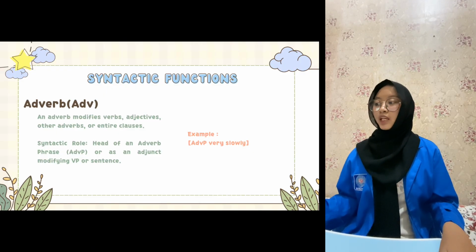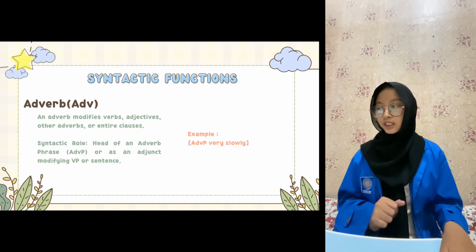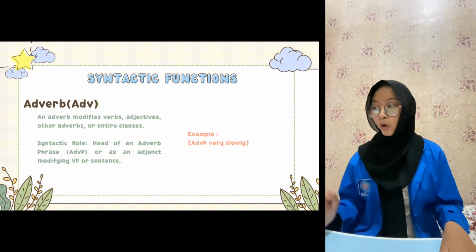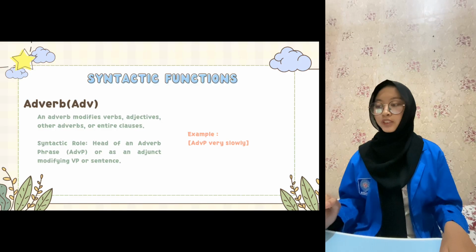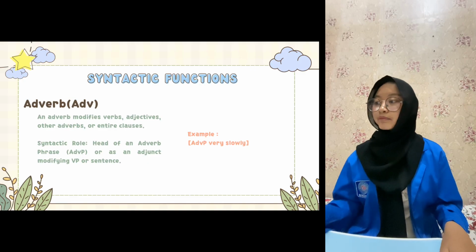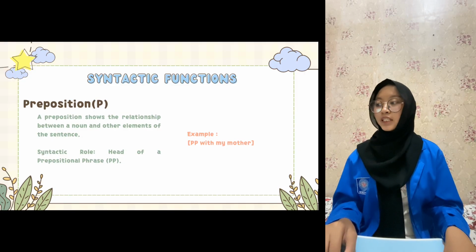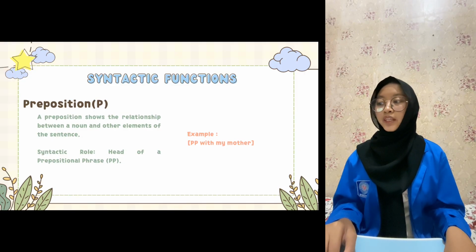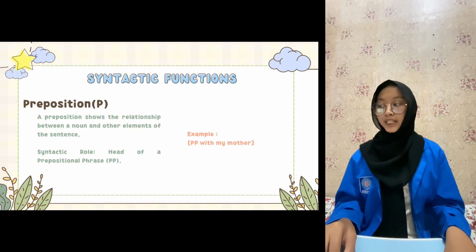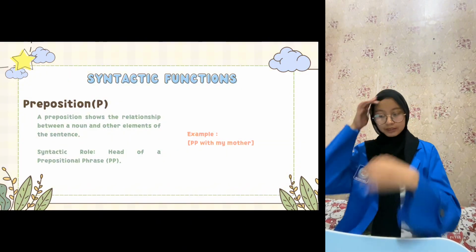Next up is adverb. An adverb modifies verbs, adjectives, other adverbs, or entire clauses. For its syntactic roles, it is the head of an adverb phrase, or an adjunct modifying a VP or sentence. For example, very slowly as an adverb phrase. Next is preposition. A preposition shows the relationship between a noun and other elements of the sentence. For its syntactic role, it is the head of a prepositional phrase, or PP. For example, with my mother as a prepositional phrase.